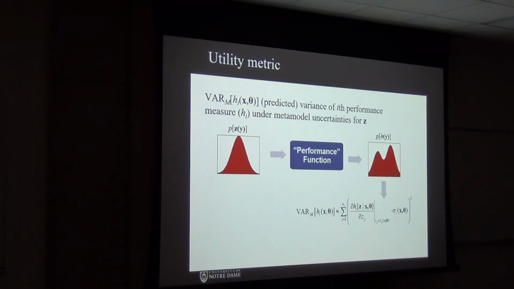We'll try to do something simple. This is a first-order Taylor series approximation, and this is the variability of my performance function that stems strictly from the meta model uncertainty. We can use that as a utility metric. High variability means a bigger influence of the prediction error that comes from the meta model. So this is our utility metric. Now I'm complete, and I can implement my iterative algorithm.